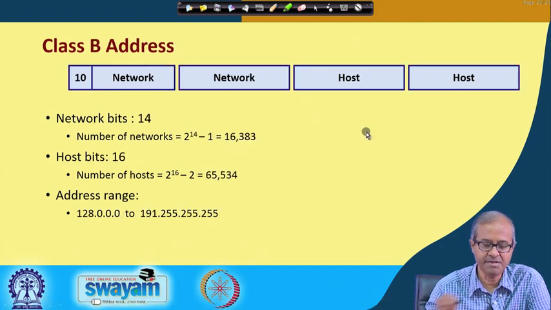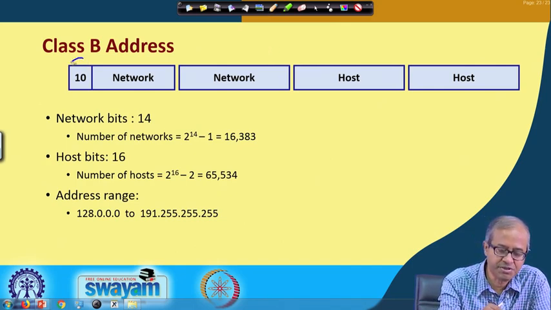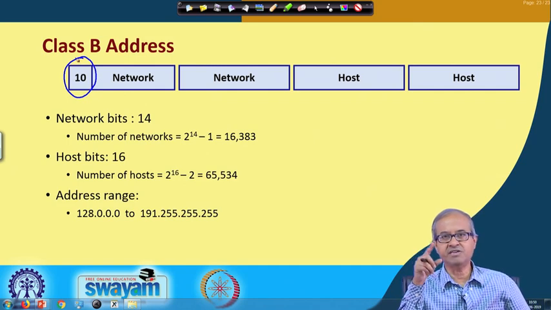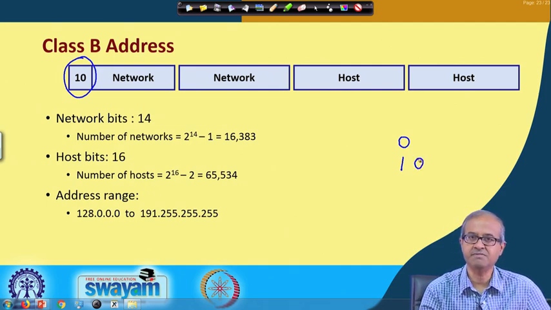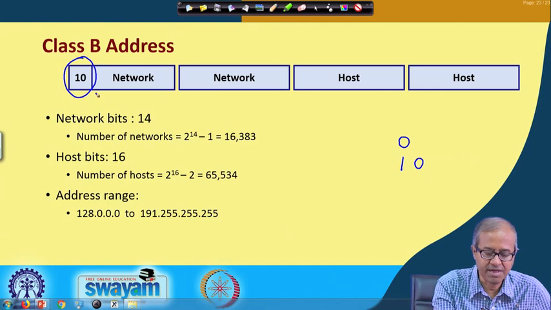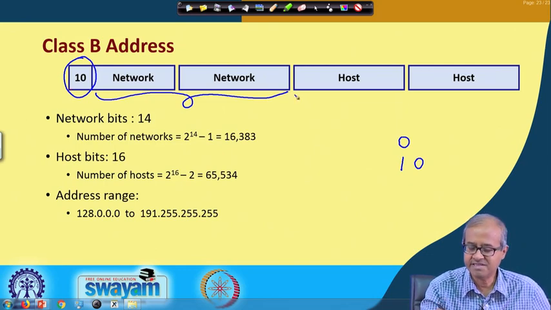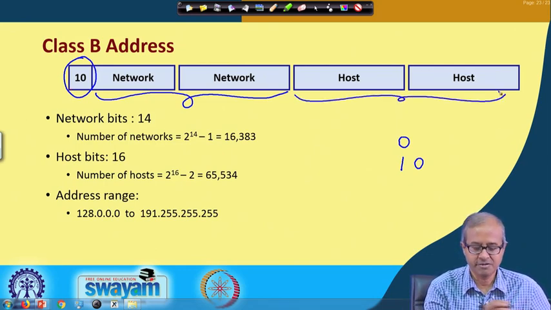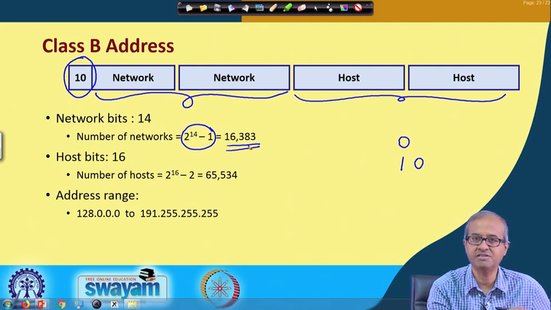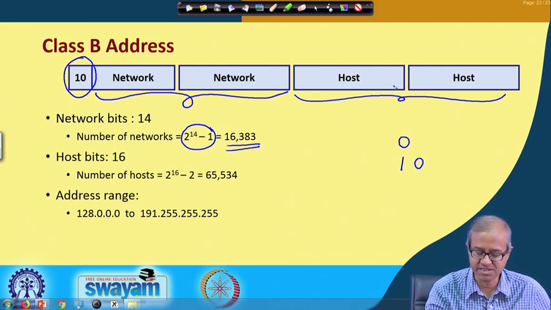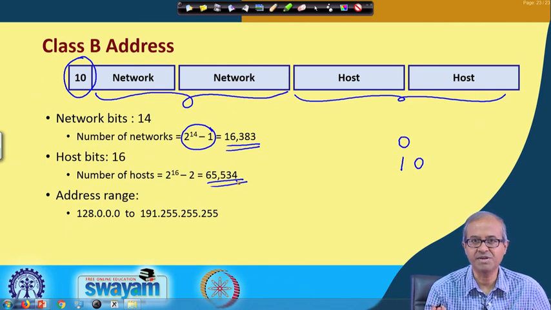Now, let us look at class B. Class B is uniquely identified again by the first few bits, the first 2 bits. Anything that starts with 0 means class A, anything that starts with 10 means class B. Here we have 14 bits for the network, 2 bits are left aside, and 16 bits for the host. So, similarly, you can have 2 to the power 14 minus 1, which is about 16,000 networks, and each network can have 2 to the power 16 minus 2, about 65,000 computers. This is how class B networks are.